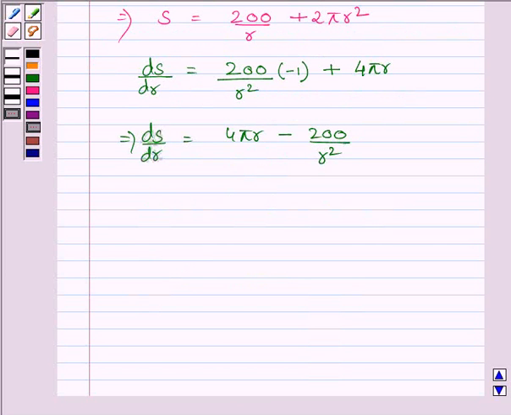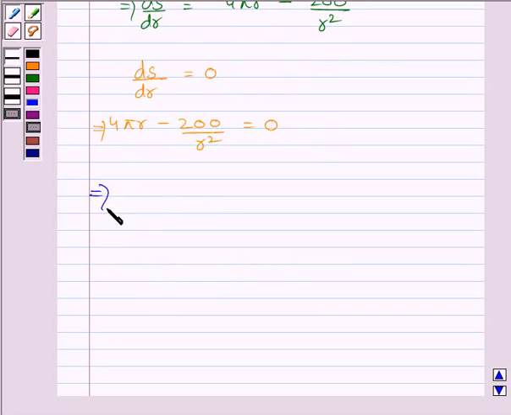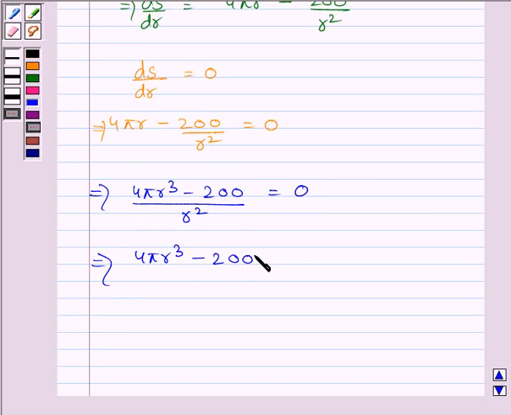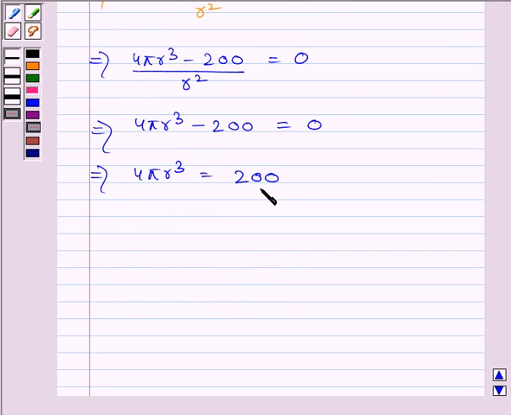Now we will find all the values of r where dS upon dr is equal to 0. So we will put dS upon dr is equal to 0. Now this implies 4 pi r minus 200 upon r square is equal to 0. Now this implies 4 pi r cube minus 200 upon r square is equal to 0. We have subtracted these two terms by taking their LCM. Now multiplying both sides by r square, we get 4 pi r cube minus 200 is equal to 0. Now adding 200 on both sides, we get 4 pi r cube is equal to 200. Now dividing both sides by 4 pi, we get r cube is equal to 200 upon 4 pi.